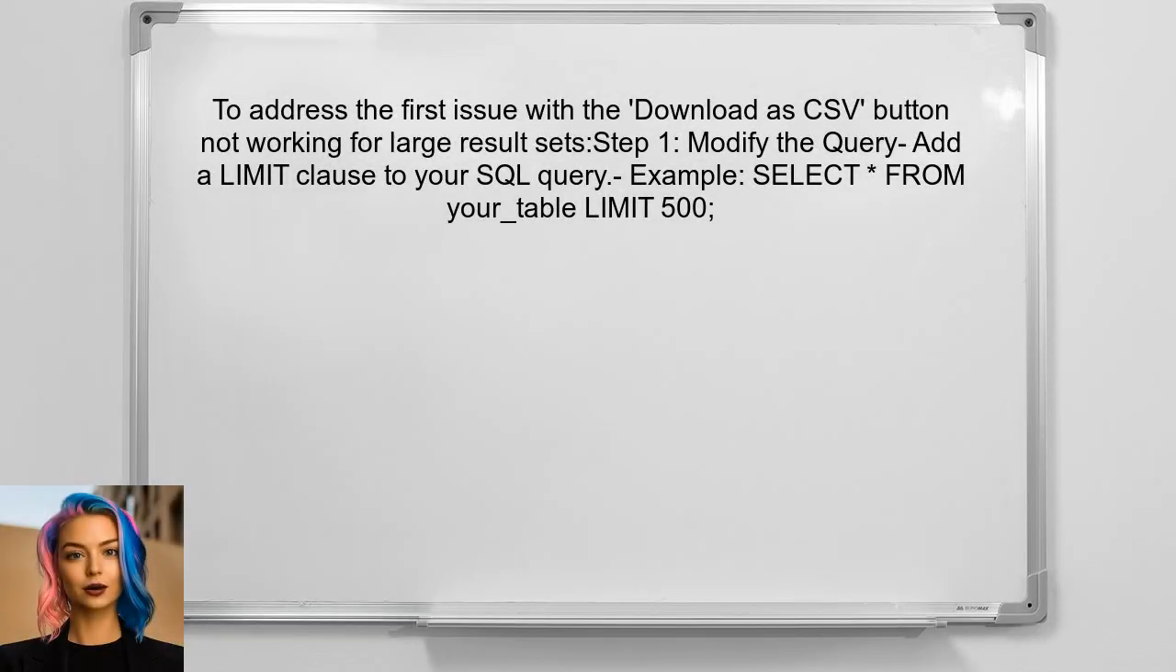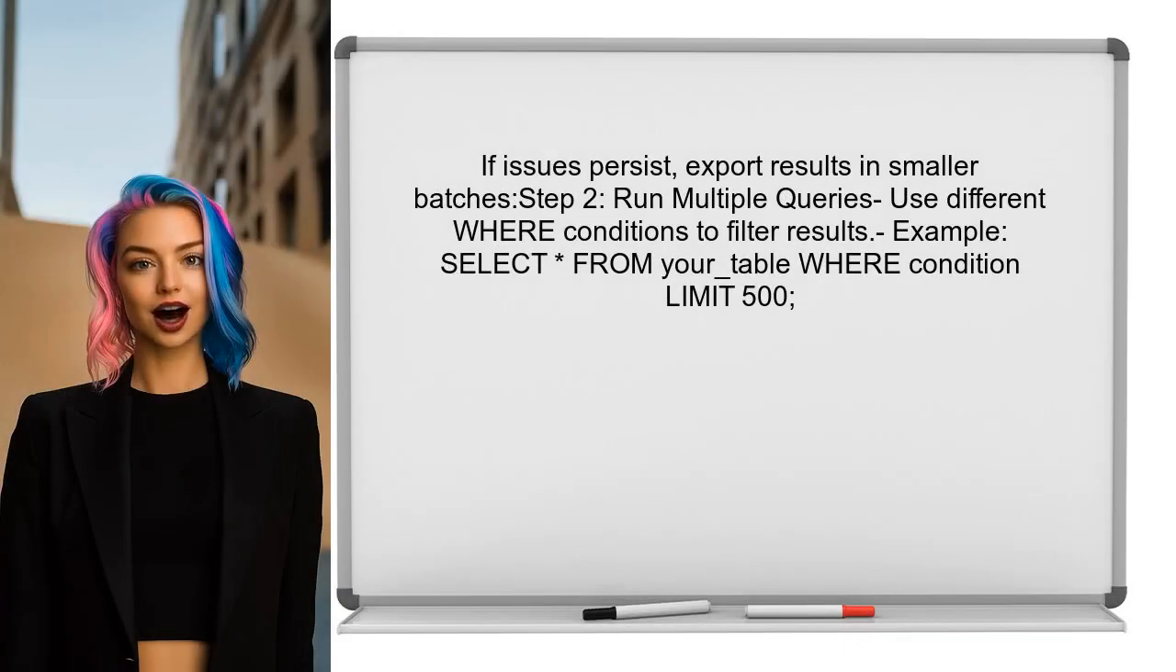To address the first issue with the download as CSV button not working for large result sets, the user can try reducing the number of rows returned by the query. This can be done by adding a limit to the query. If the user still encounters issues, they can export the results in smaller batches. This means running the query multiple times with different conditions to get smaller subsets of data.